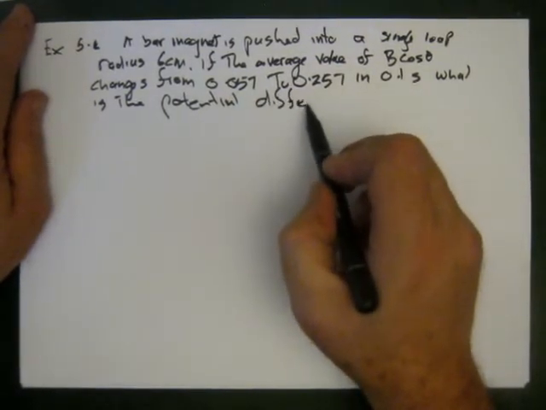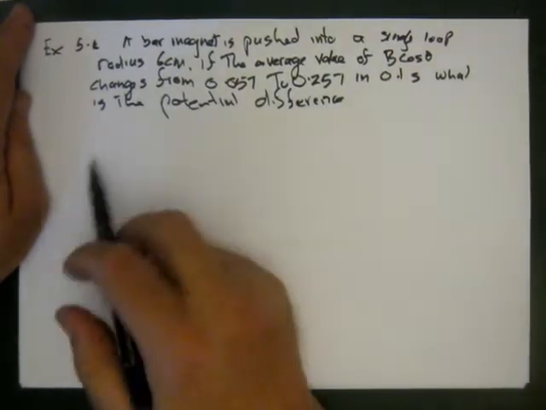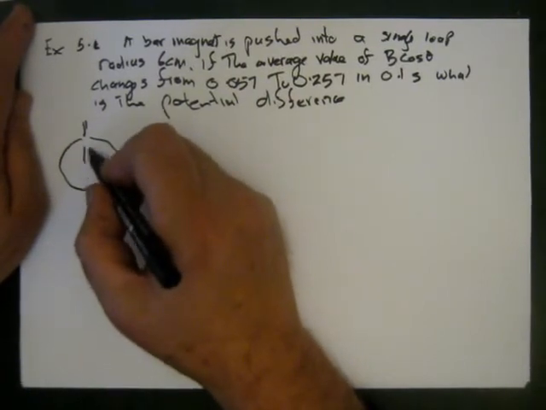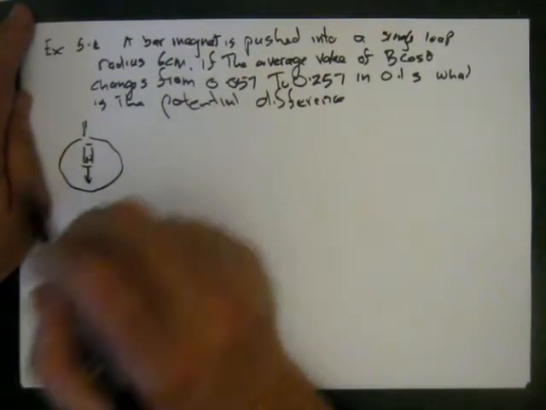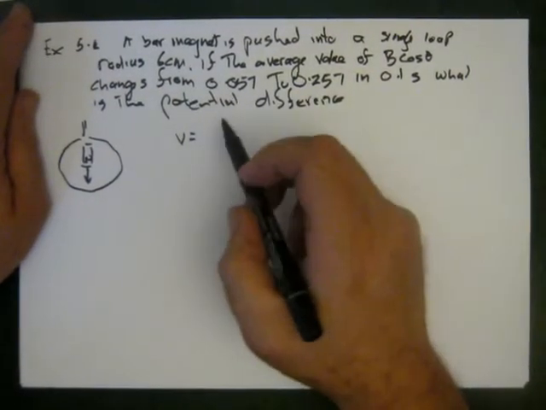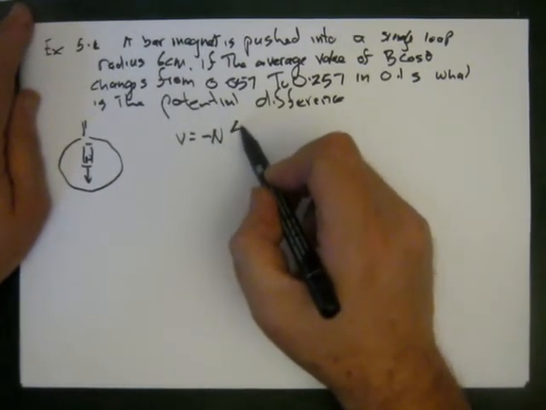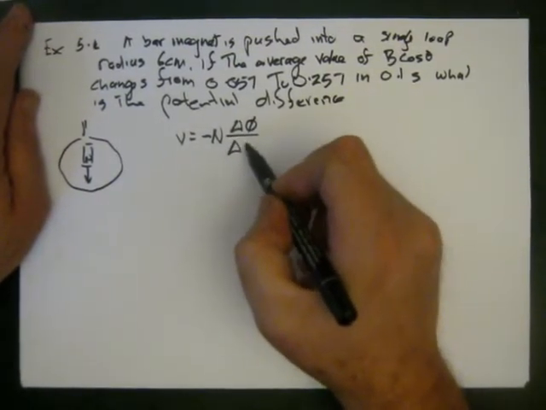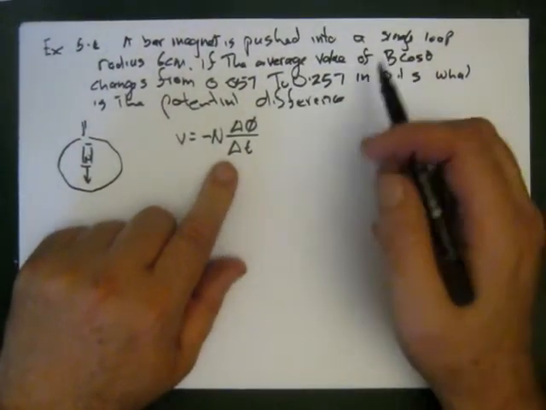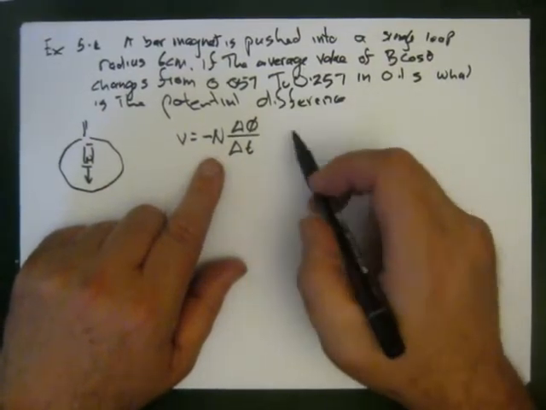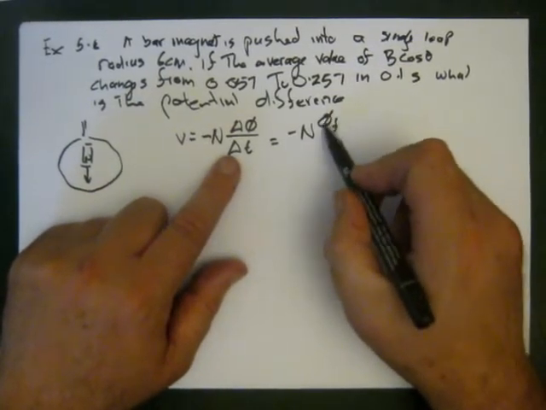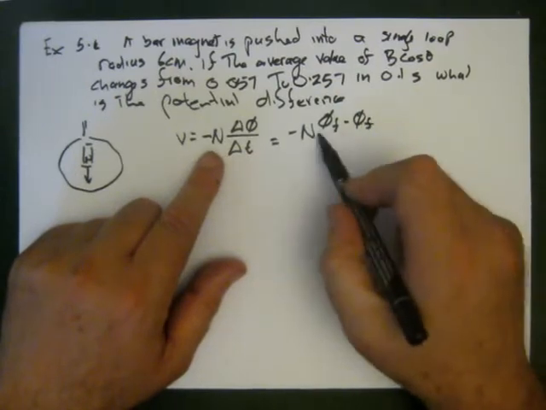Okay, so first things first, draw a picture. We draw a loop. It's meant to be circular. We have a bar magnet, and we're going to push that bar magnet into that loop. Now we know that V equals number of loops times change in flux over change in time. And remember what's really important here is that whenever it says change, it's equal to flux final minus flux initial.